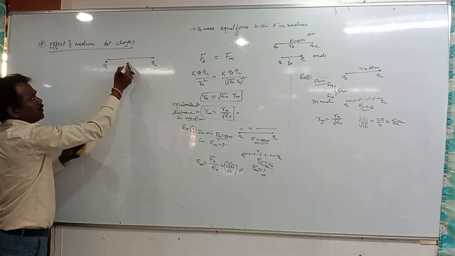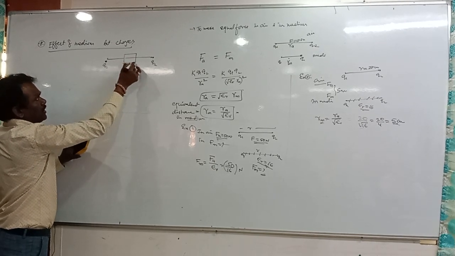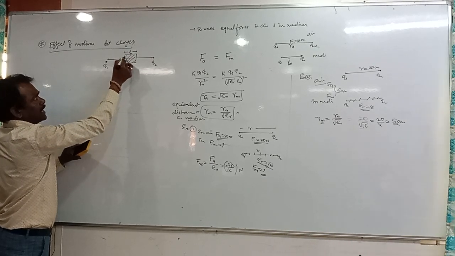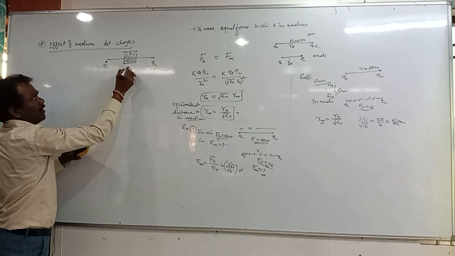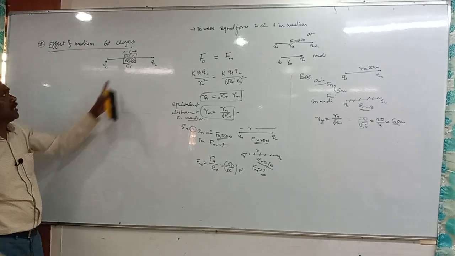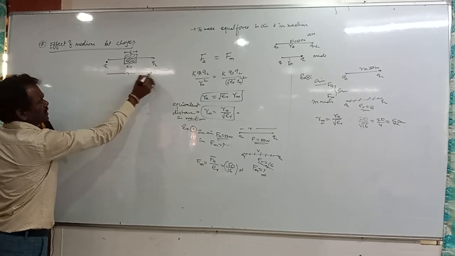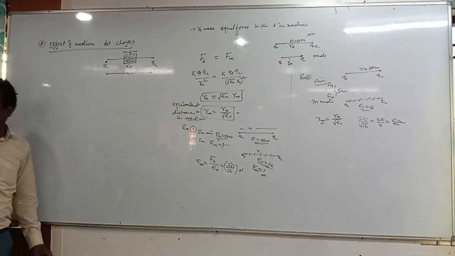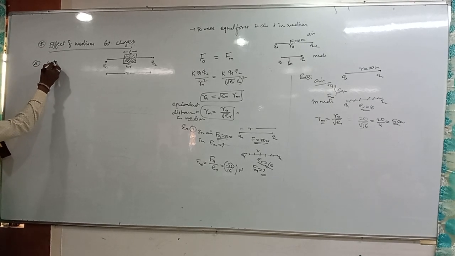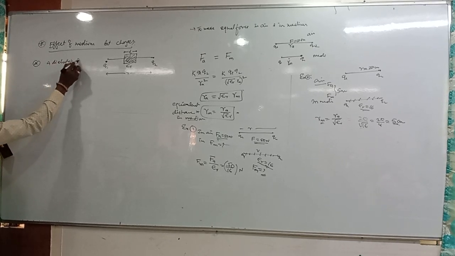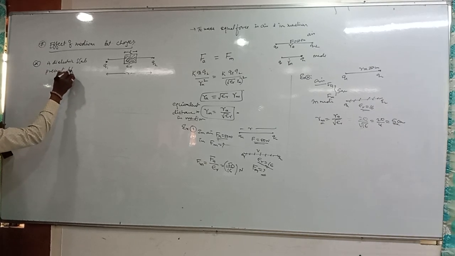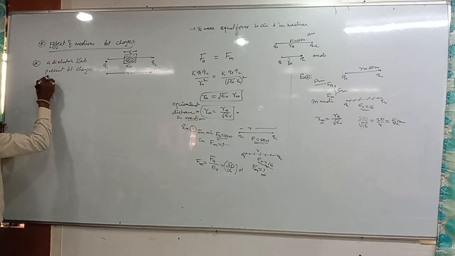In the air medium, suppose some part of the medium is taken of thickness T, with dielectric constant epsilon r. The distance between the charges is r. It is a dielectric slab present between the charges.